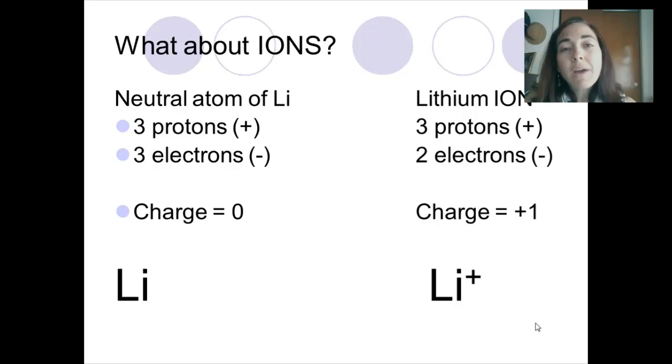So the way that an atom and an ion are different is that an atom is neutral, no charge, while an ion has a charge. This particular example has an ion with a positive charge. Now that's a little bit tricky because you're losing electrons, but electrons are negative, so that gives the atom a positive charge to form an ion.